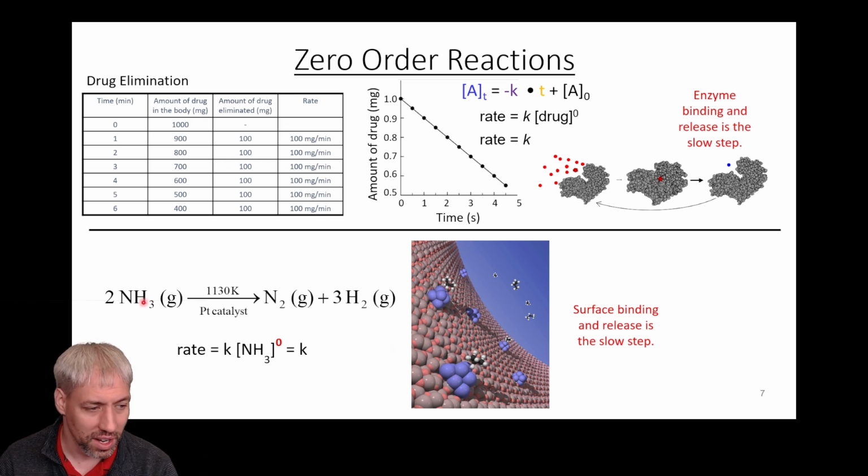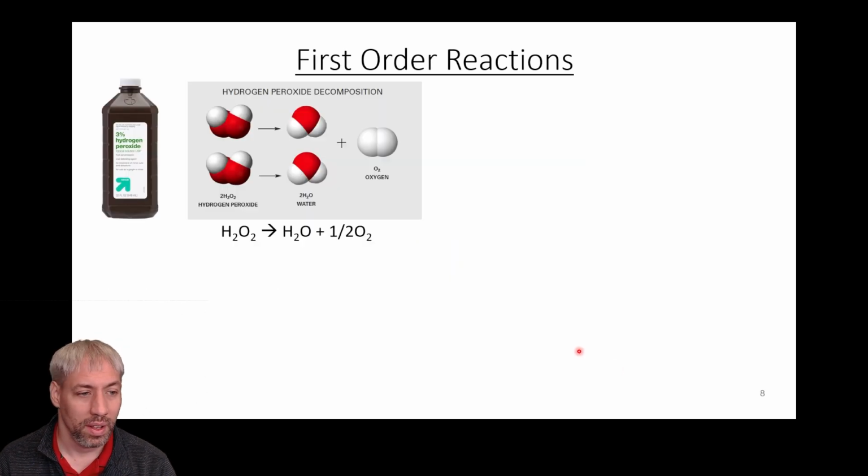And so if you want to turn NH3 into N2 and hydrogen, which is a hydrogen generation mechanism, it's actually zero order with respect to NH3, and so the rate is proportional to k. k is largely dictated by the surface, or entirely dictated by the surface, and not the concentration of NH3 floating around in solution. First order reactions, these are much more common.